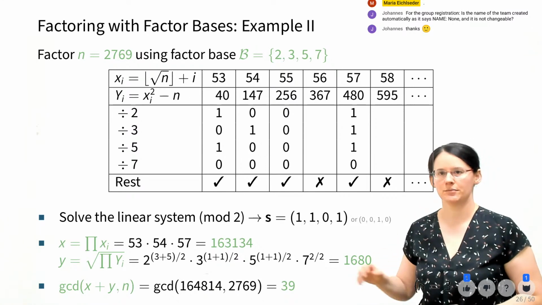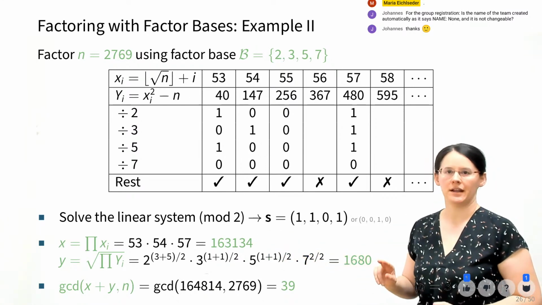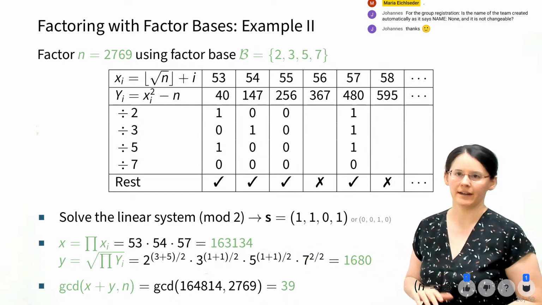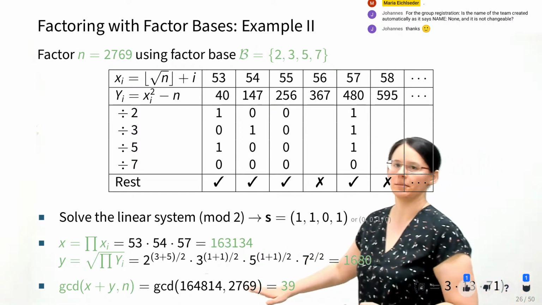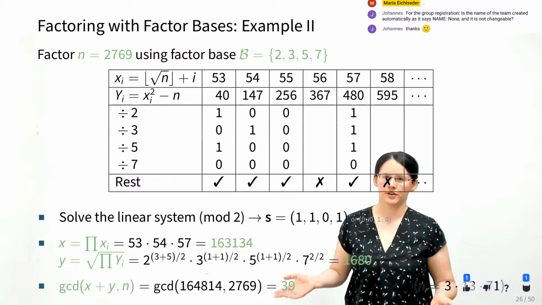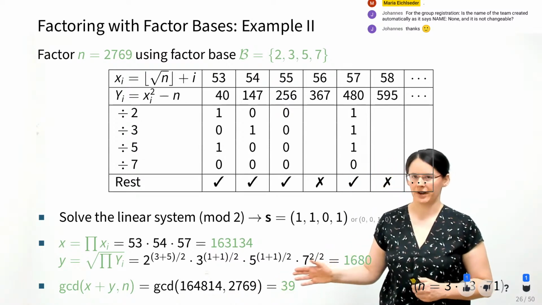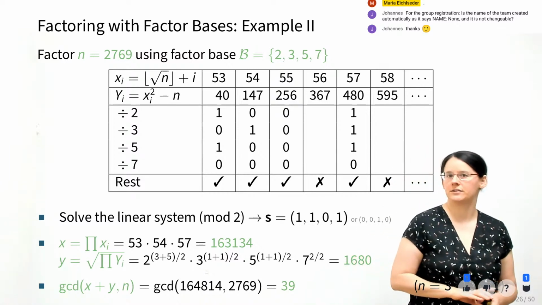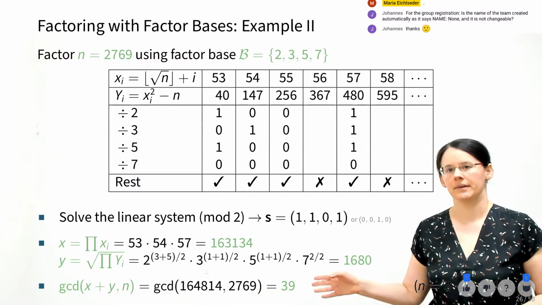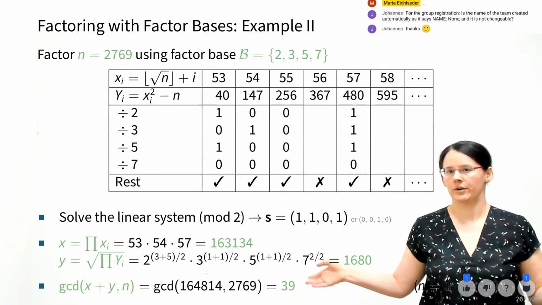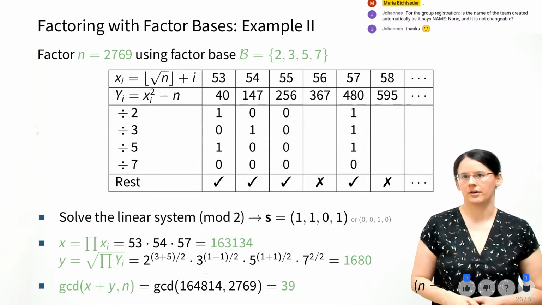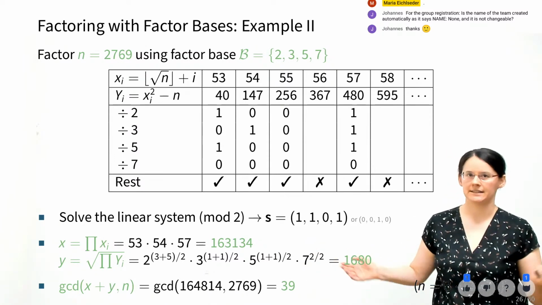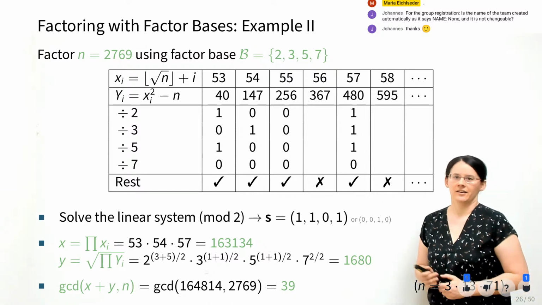And now I can test whether either this x plus this y or this x minus this y has a common factor with n. And it turns out we are very lucky because on the first try, this already works. So the greatest common divisor of these 2 numbers is 39, which is indeed one of the 2 factors of n. Success.